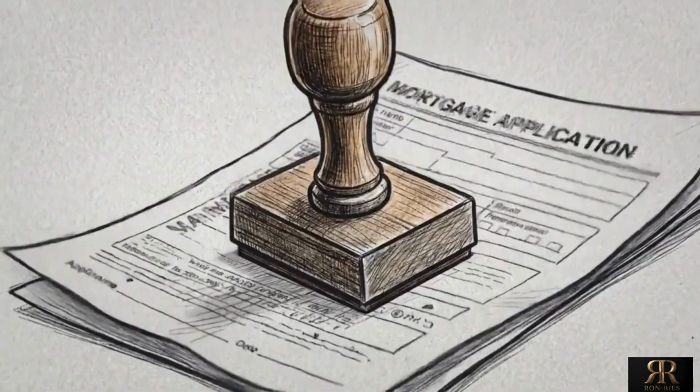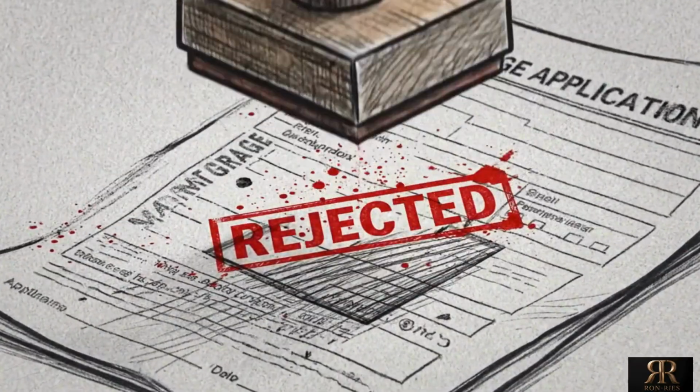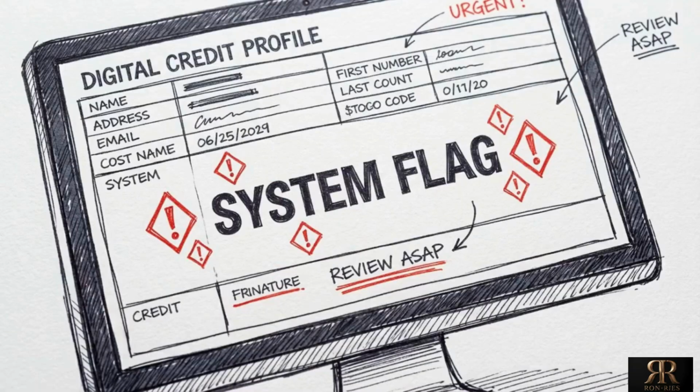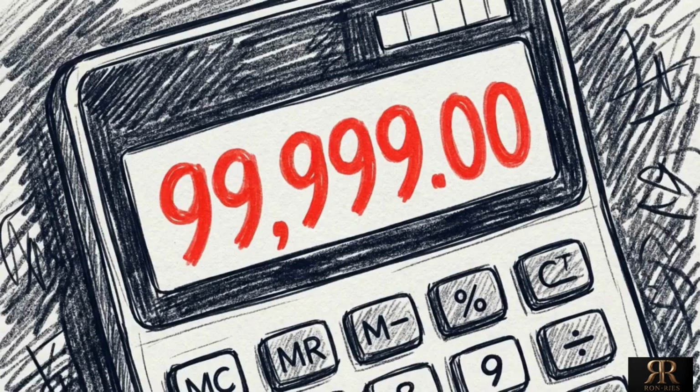You submit your paperwork, wait for weeks, and then your mortgage application is rejected. Not because you can't afford it today, but because a credit bureau is listing an incorrect default, a prescribed debt from many years ago, or an account with an artificially inflated balance.